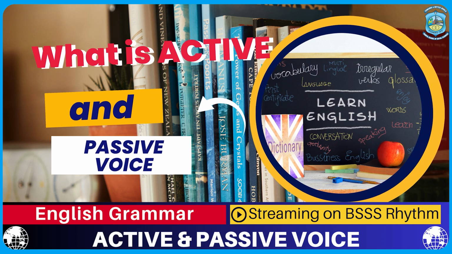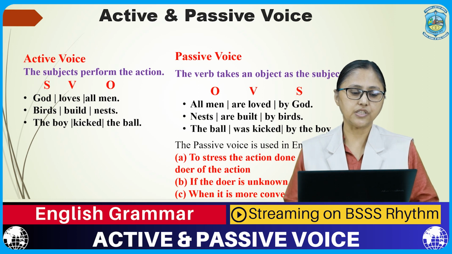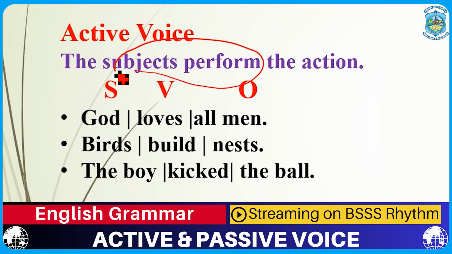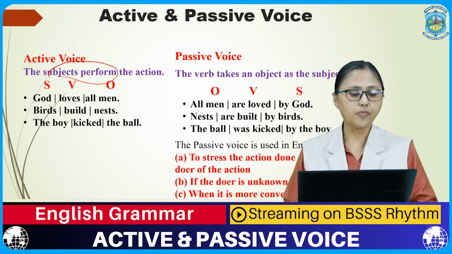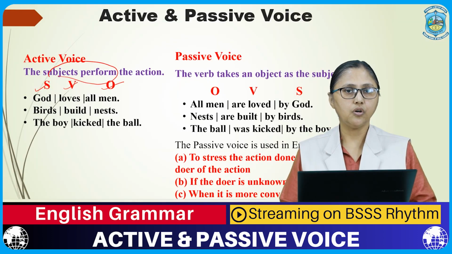Active voice has a sentence in which the subject performs the action. You have three sentences on your screen: God loves all men, birds build nest, the boy kicked the ball. Let us take the first one. God loves all men. God is your subject, verb is loves, and all men is the object of your sentence. So, the structure of active voice is S, V, O: S for subject, V for verb, O for object.